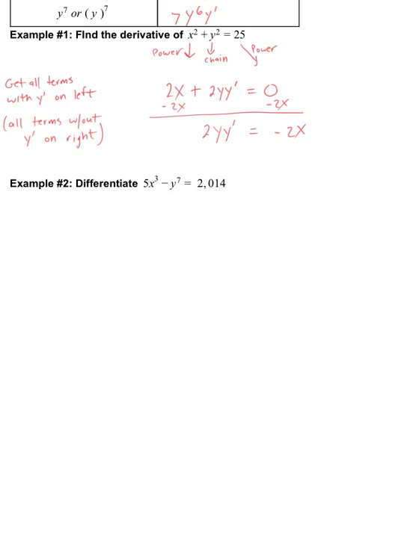Okay, so now we are just going to solve for y prime. Get y prime all by itself on the left. So to get y prime by itself on the left, we need to divide by 2y. And then we need to do it on this side too, good old algebra. So the 2's cancel, the y's cancel. We have y prime on the left. On the right, the 2's cancel, so we're left with negative x over y. And that is the derivative. The derivative of x squared plus y squared is equal to 25 implicitly is negative x over y. There you have it, implicit differentiation.